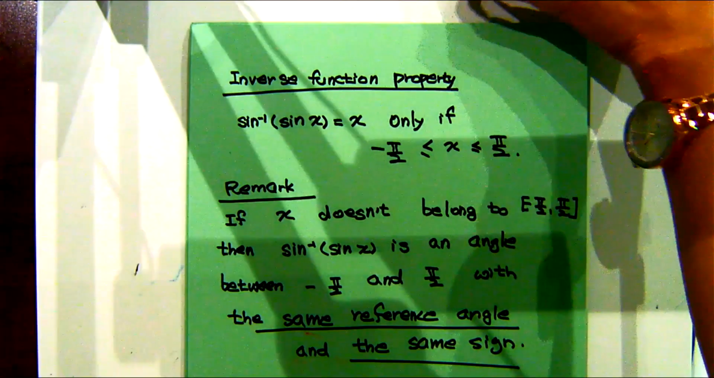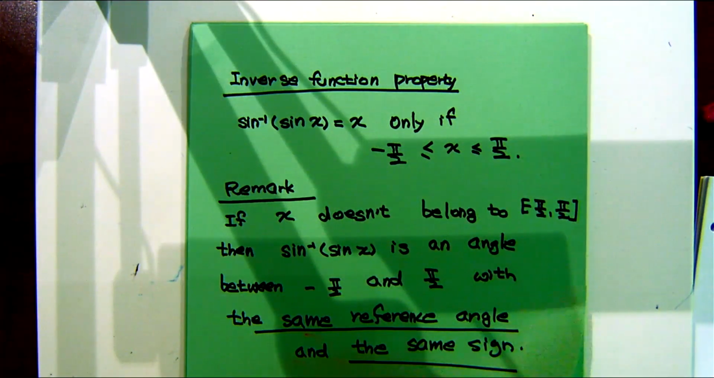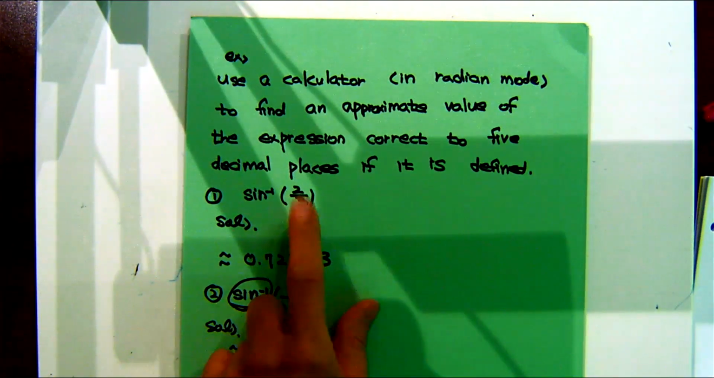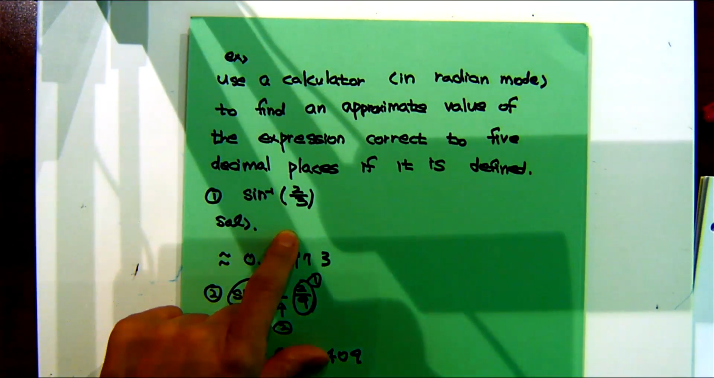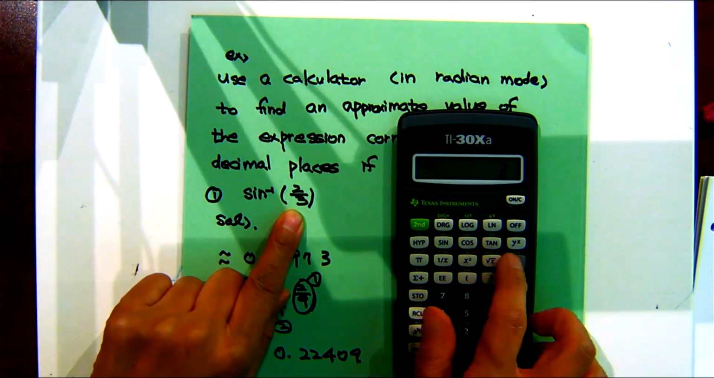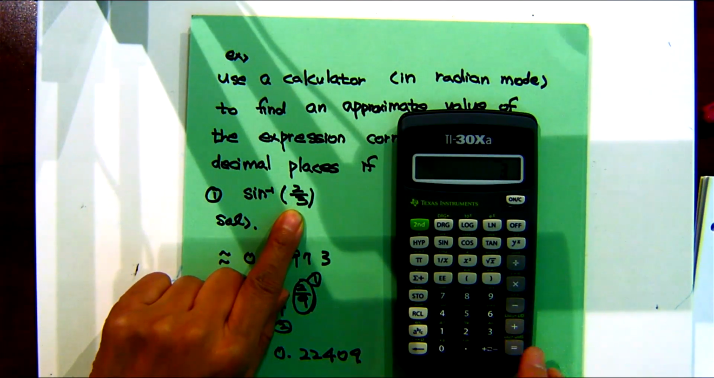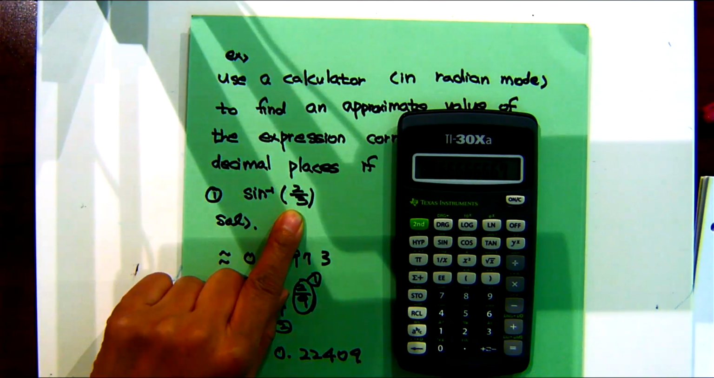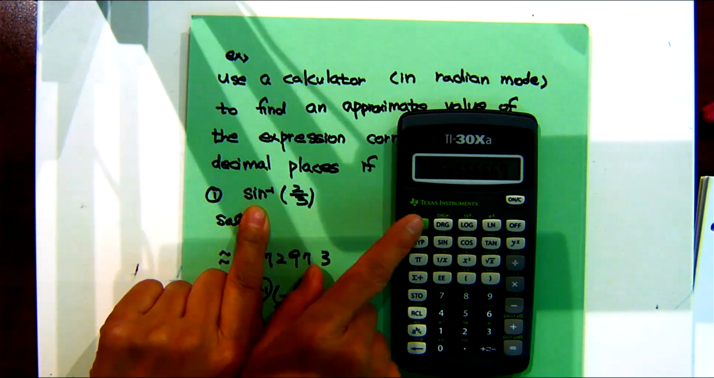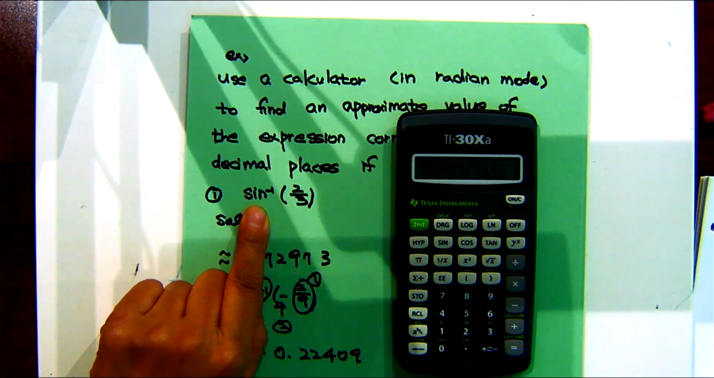This one? Yeah, 2 over 3. So 2 divided by 3, and then you have to evaluate, right? Make sure that that is in radian mode. And then we are thinking about sine inverse, and so that is second sine, right?